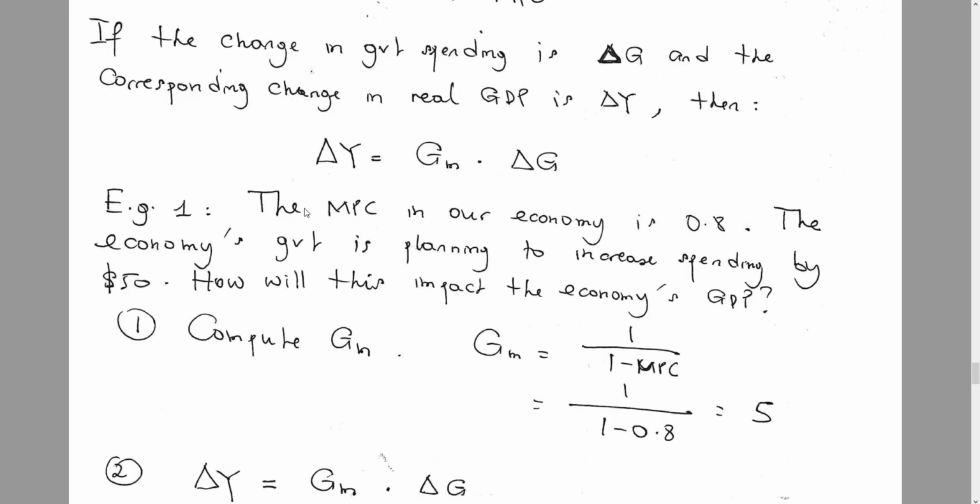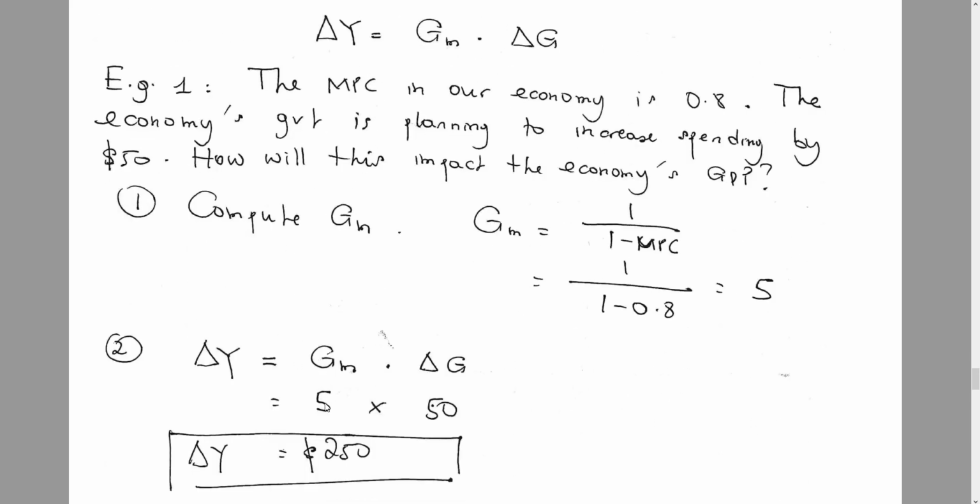First example, the marginal propensity to consume in our economy is 0.8. The government is planning to increase spending by 50, so delta G is 50. How will this impact the economy's GDP? Now that we know government spending is going to be used for fiscal policy to steer the economy back to equilibrium, the first thing we do is compute the government spending multiplier. So 1 over 1 minus MPC, which is 5. Every increase in government spending by $1 will increase GDP by $5.